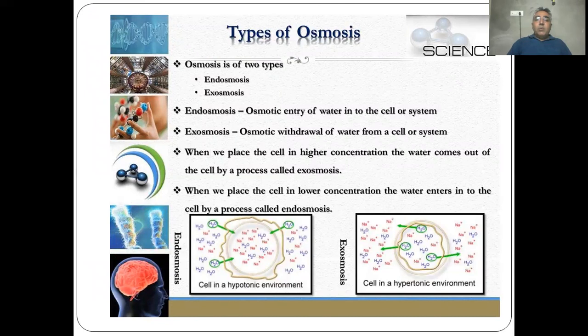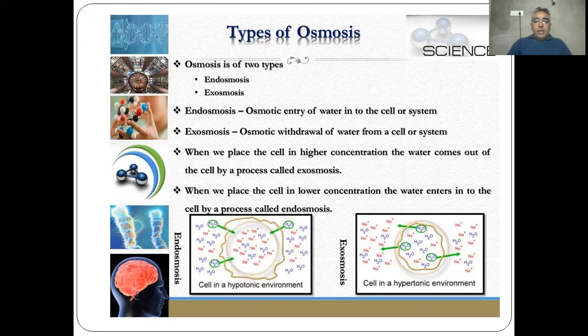And now the types of osmosis. Osmosis is of two types: endosmosis and exosmosis. Endosmosis: if the water goes inside the cell, the process is called endosmosis. Osmotic entry of water into the cell or system is called endosmosis. Osmotic withdrawal of water from the cell or system is called exosmosis.